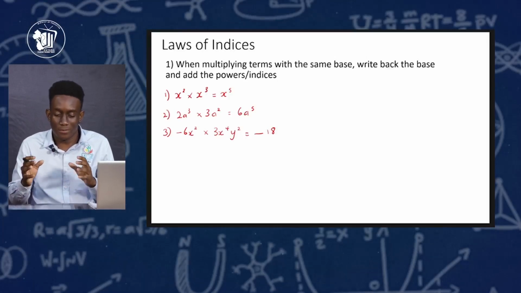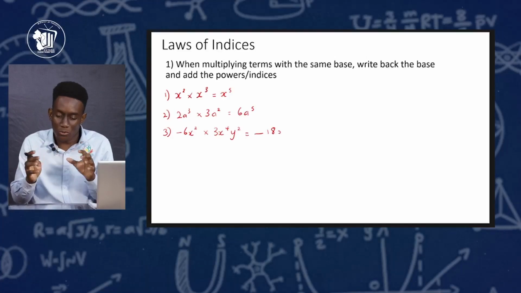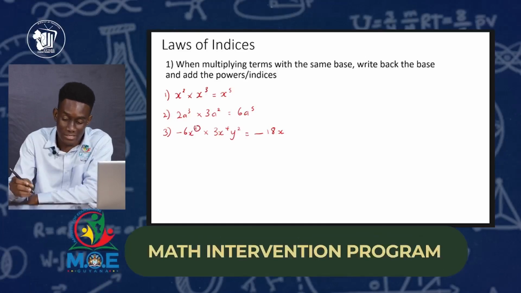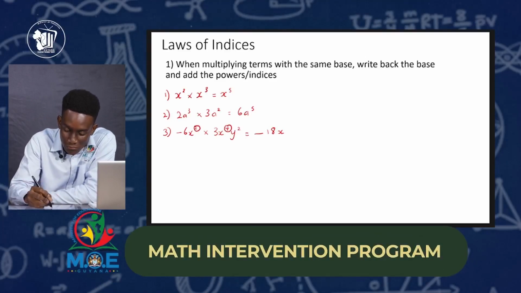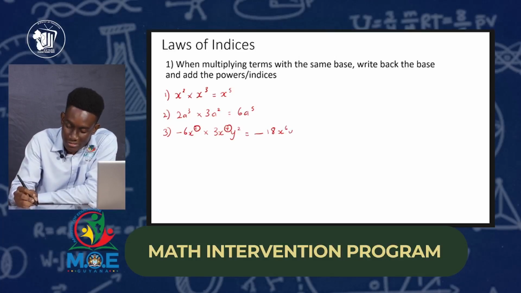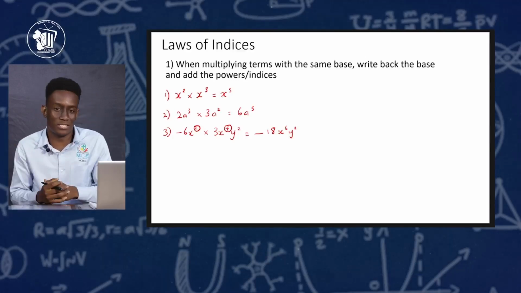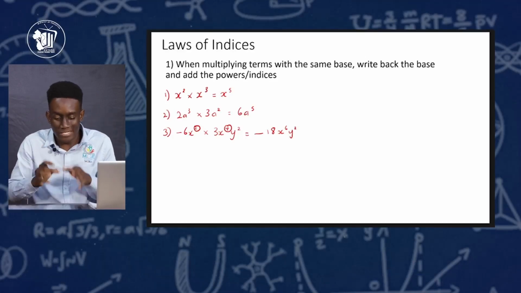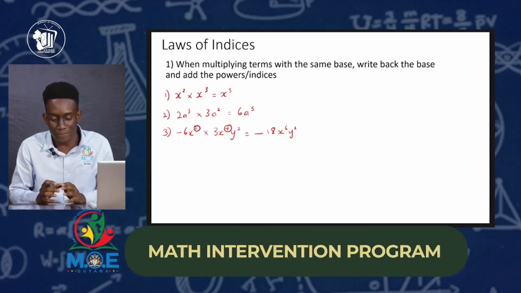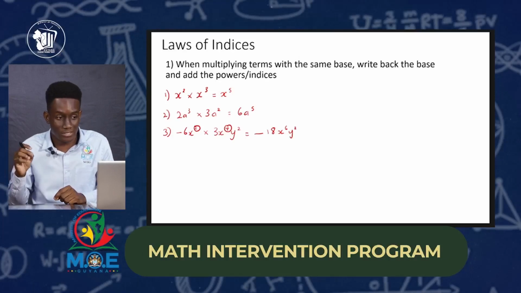x to the second multiplied by x to the fourth, y to the second. Some bases are the same. So what do we do? We put back the base that is the same, which would be the x. And then we add the powers for those bases. 2 plus 4 would give us 6. And then we have y to the second. There's nothing to multiply the y with, so we just stitch on the y. So negative 6x to the second multiplied by 3x to the fourth y to the second would give us negative 18x to the sixth power, y to the second power.